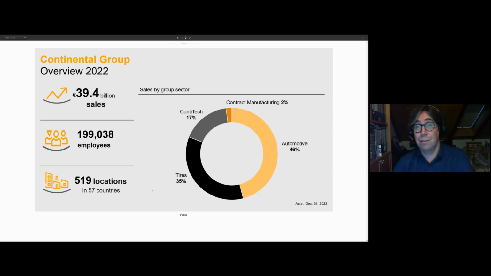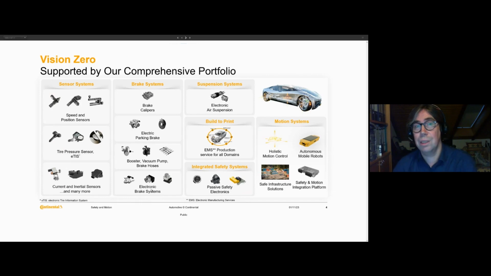I work, as I said, for brakes in the business area of safety and motion. Vision zero is what we're aiming at: zero fatalities, zero injuries, one day zero road accidents. And we support that by manifold products, some of which you see here. For instance, electronic brake control systems, what I'm specializing in, that's down here.